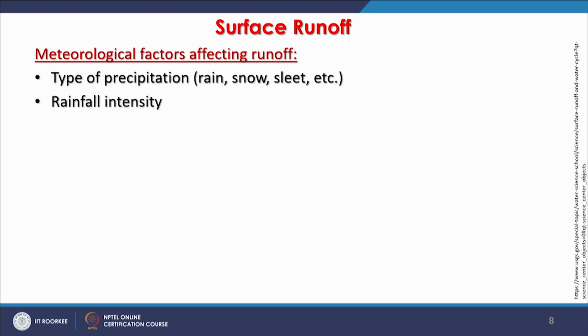Meteorological factors like type of precipitation: rain, snow, sleet, etc. Snow generally does not flow like water in the case of rain, but ultimately it melts and can flow. Rainfall intensity is there, which we have already discussed. Rainfall amount, how much water is falling.